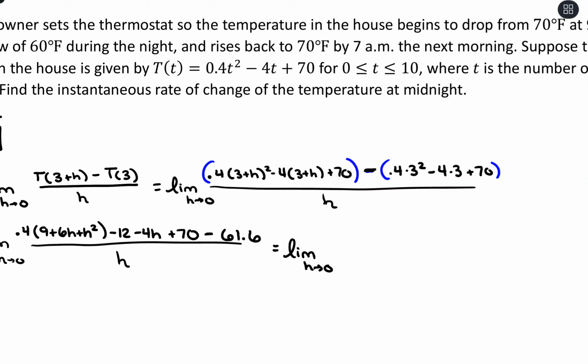Let's distribute that 0.4, so 0.4 times 9 for a 3.6, plus 0.4 times 6 for a 2.4h, plus 0.4h squared. Let's see, negative 12 plus 70 minus 61.6 is negative 3.6 plus 70, all over h. Now, something that you should be noticing is happening with these is that we have our constants, like this has a 3.6 and a negative 3.6.